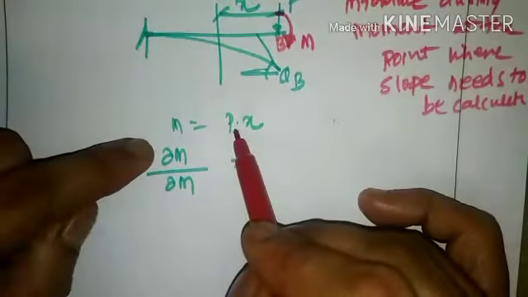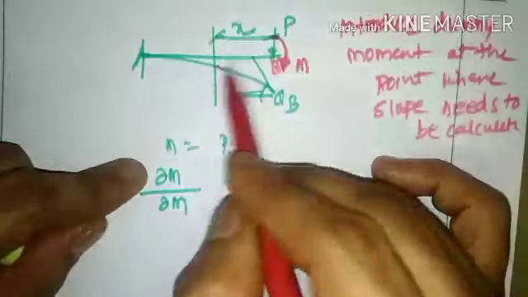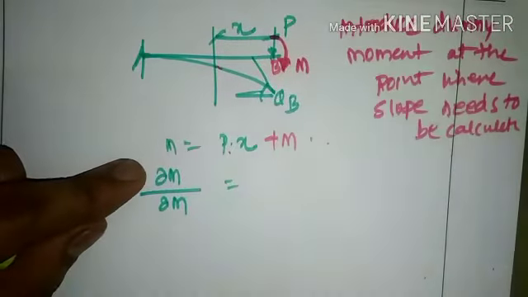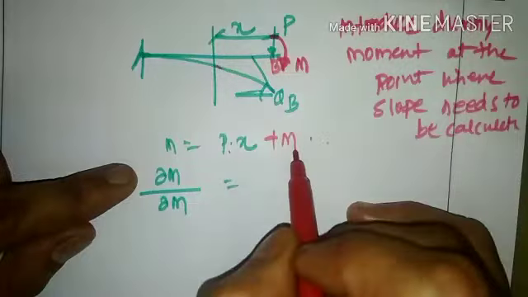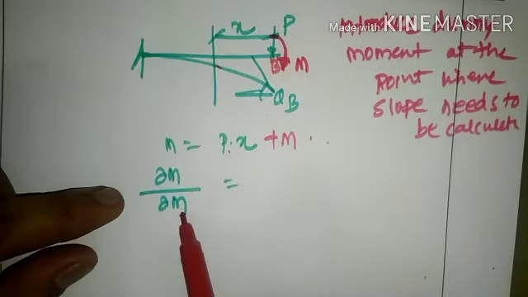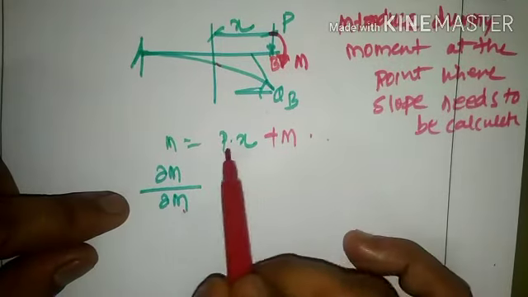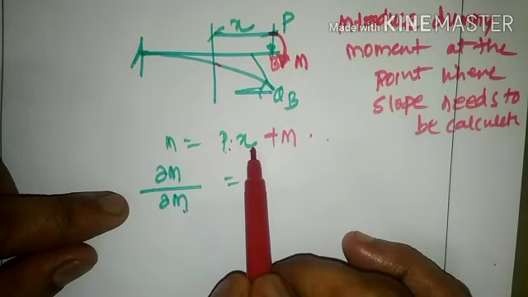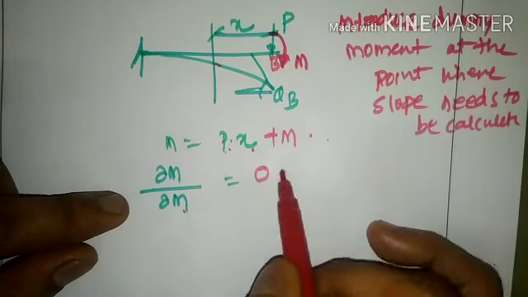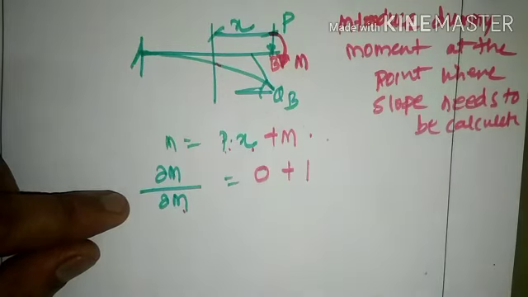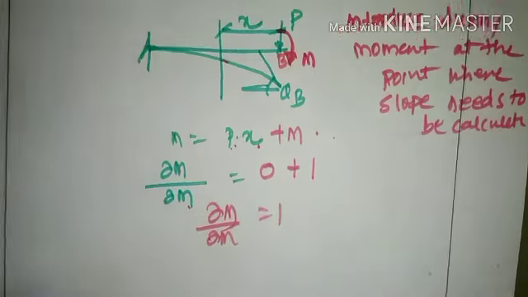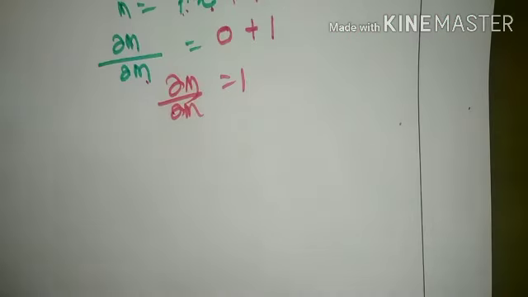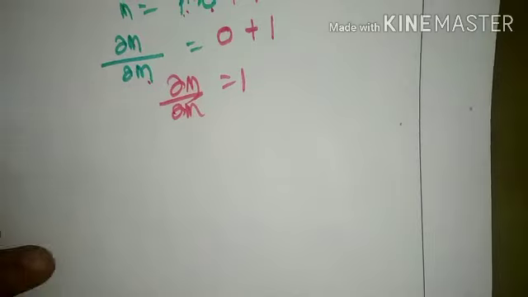So this expression will be modified as P into x plus M. For M we are not going to multiply any perpendicular distance, so the equation is kept as it is. Now if I partially differentiate this, in the first term P into x we don't have any expression of M, so it will come as 0. Second term will be 1. So dou M by dou M will come as 1. The same thing we need to substitute in the expression for the strain energy.